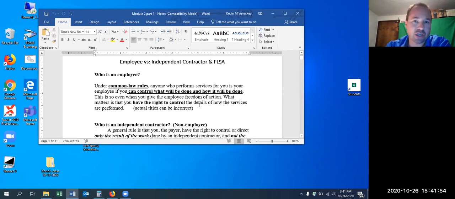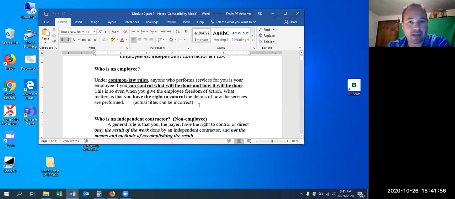There's a broad general term in common law that says basically if somebody controls what's going to be done and how it's going to be done, then you're considered an employee. But it can get to be a little bit more technical than that. That's just the broad overview.